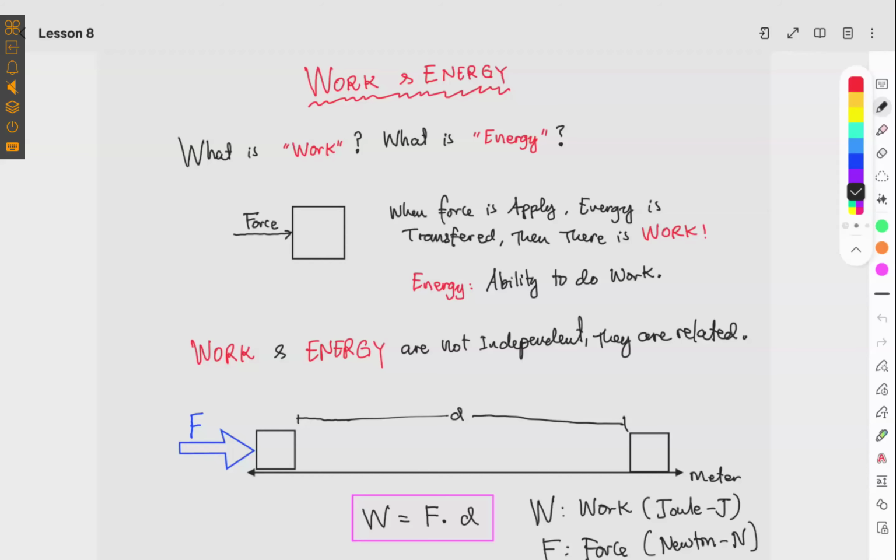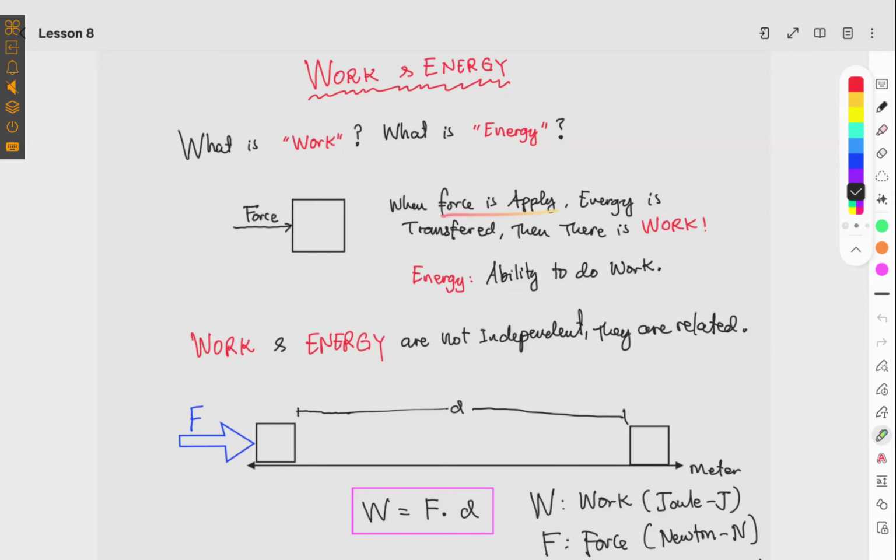So, we see here that you learned about work and energy, right? And we define what is work, what is energy. Energy is the ability to do work, right? You can see my screen, yes? Yes, sir. So energy is the ability to do work. When a force is applied, there is an energy transfer. Because there is an energy transfer, there is work.